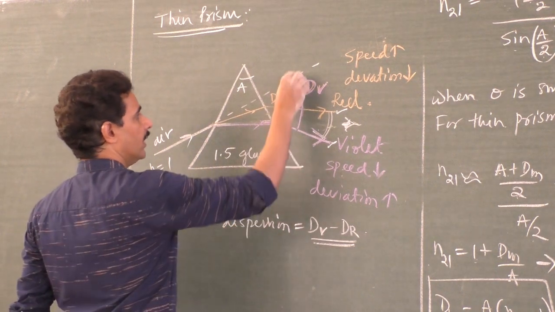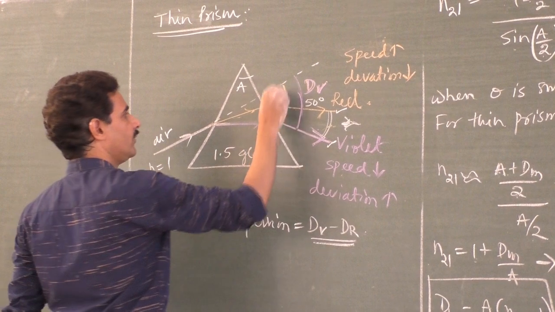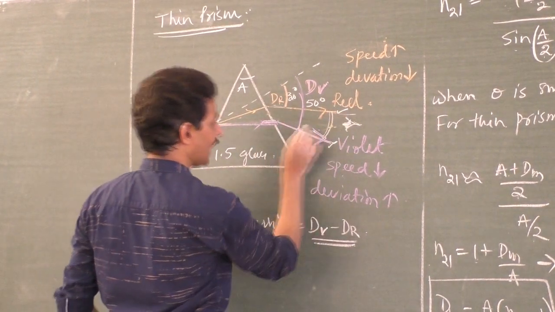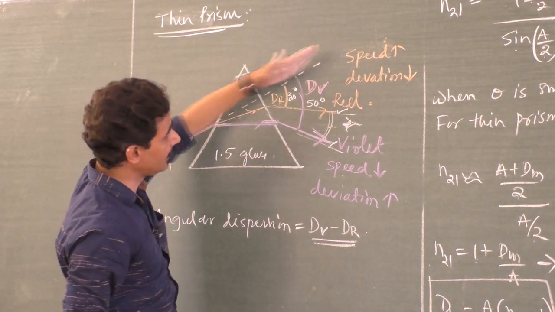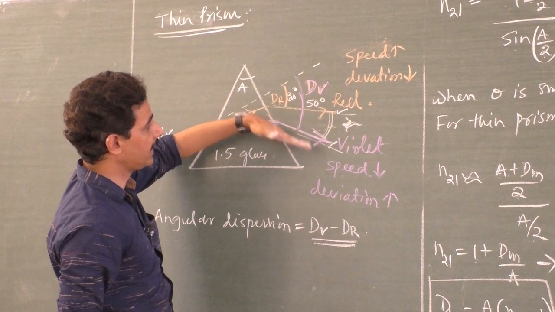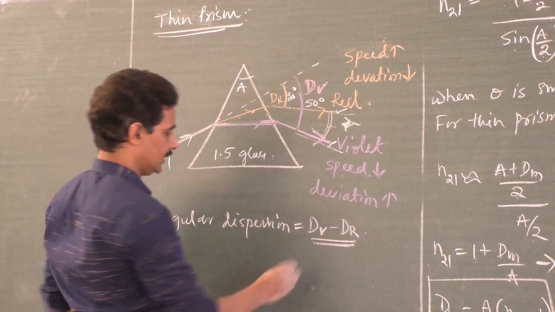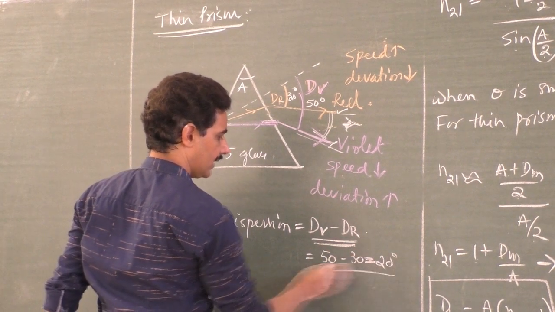For example, violet from the original direction, say it is bent by 50 degrees. Red from the original direction, say it is bent by 30 degrees. At what angle will you see red and violet? Red is bent by 30 degrees from the original direction. Violet is bent from the original direction by 50 degrees. At what angle do you see the spectrum? That is 50 minus 30. Is it 20? So angular dispersion.